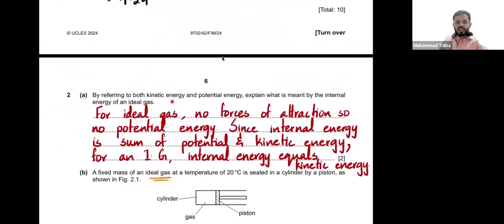By referring to both kinetic energy and potential energy, explain what is meant by internal energy of an ideal gas. So, internal energy generally is the sum of all the microscopic kinetic and potential energies because of the random motion of those particles. This is also something which is frequently asked. But if you're talking about an ideal gas, there are no forces of attraction, so it also has no potential energy. So the sum of potential and kinetic energies is then just equal to kinetic energy. This is something you should have known while doing ideal gases in theory anyway.